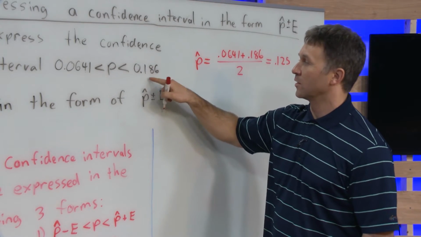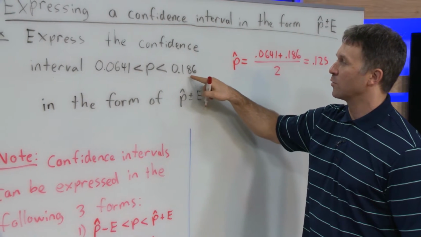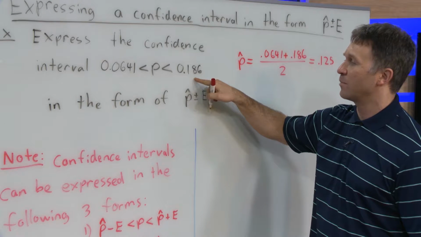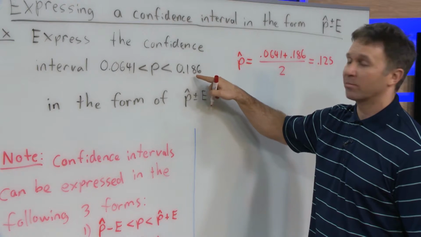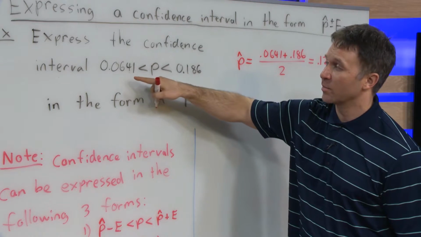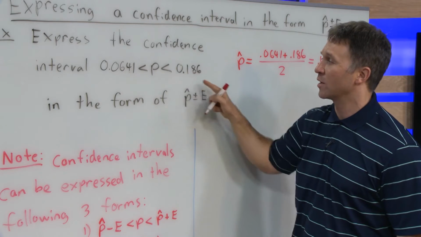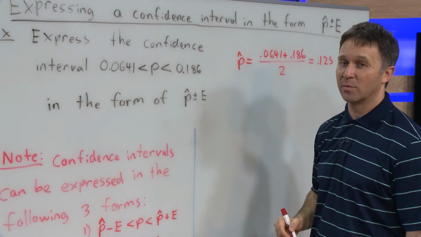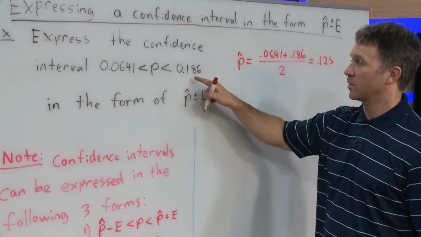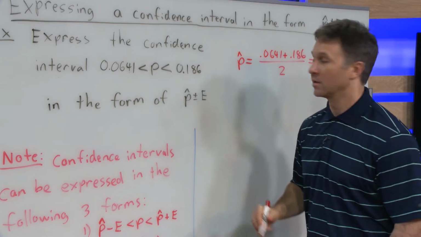Okay, so again, let's look back at what they gave us. The upper limit was 0.186, and they found that by doing p hat plus e, and they found the lower limit by p hat minus e. So we can use either one of these two values to work backwards and find the error. I'm going to pick the 0.186.